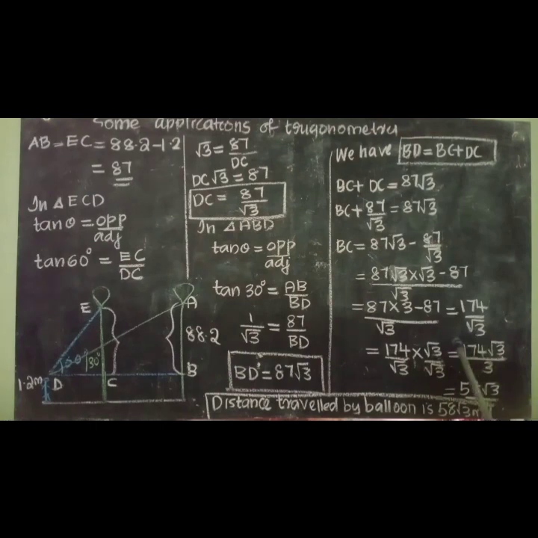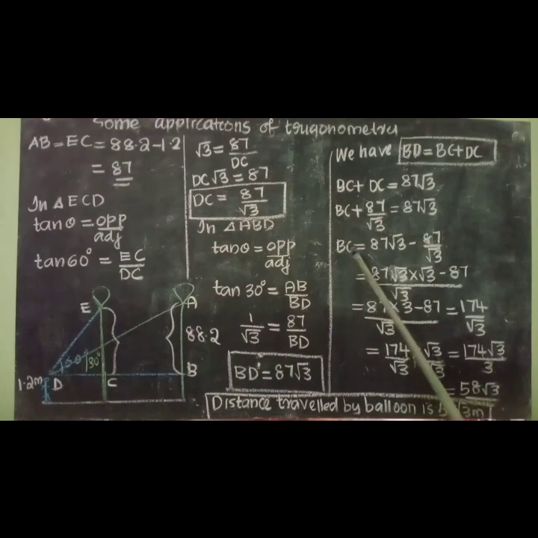We need to rationalize it by multiplying it with root 3 by root 3. So we get that is equal to 174 by root 3 into root 3 by root 3. That is equal to 174 root 3 divided by 3. Now we can cancel this 174 and 3. We get that is equal to 58 root 3.